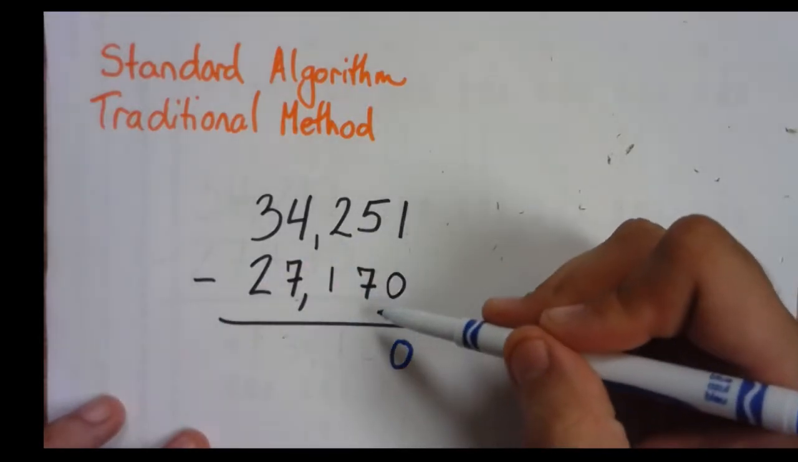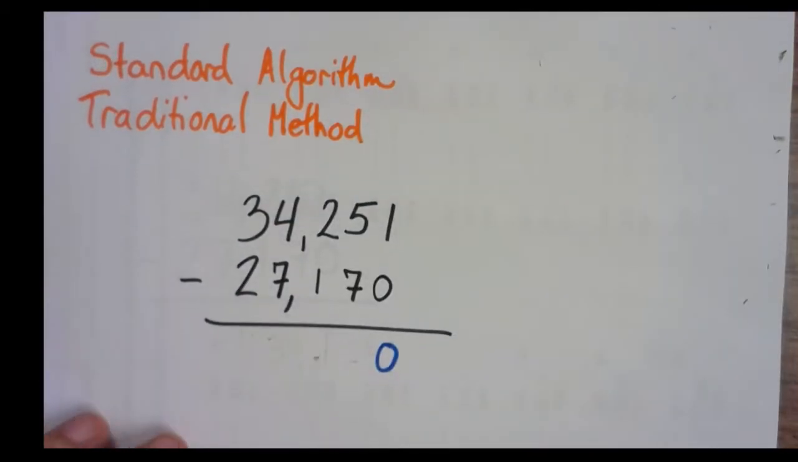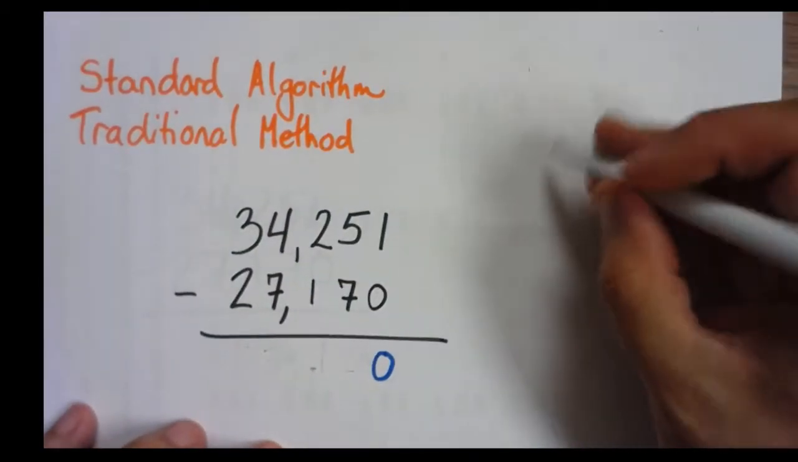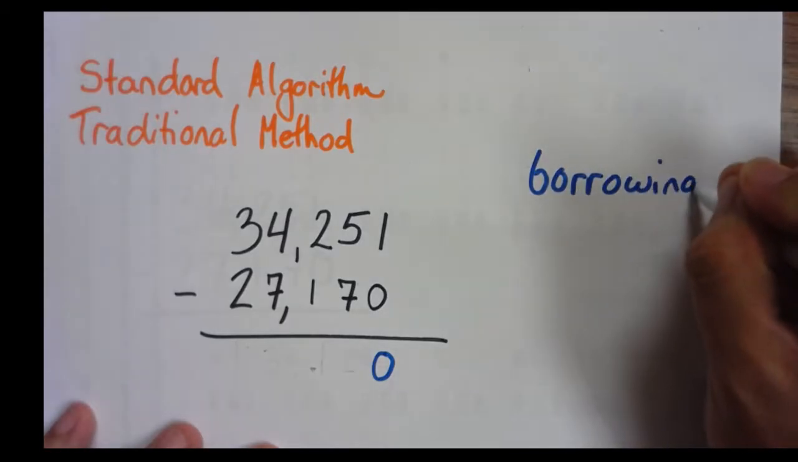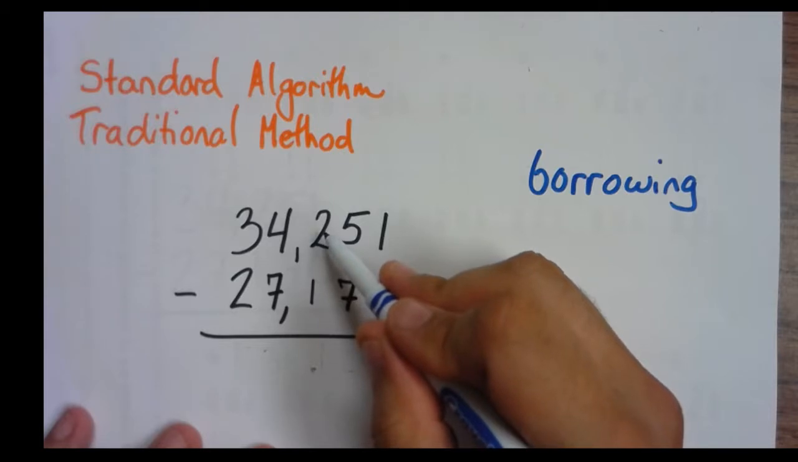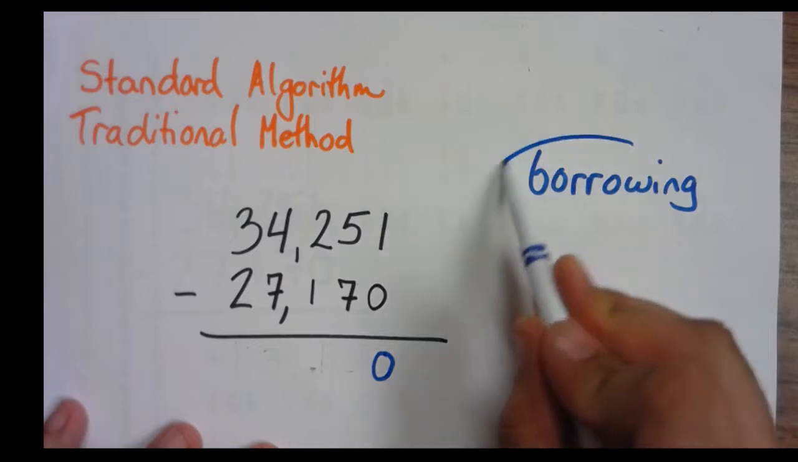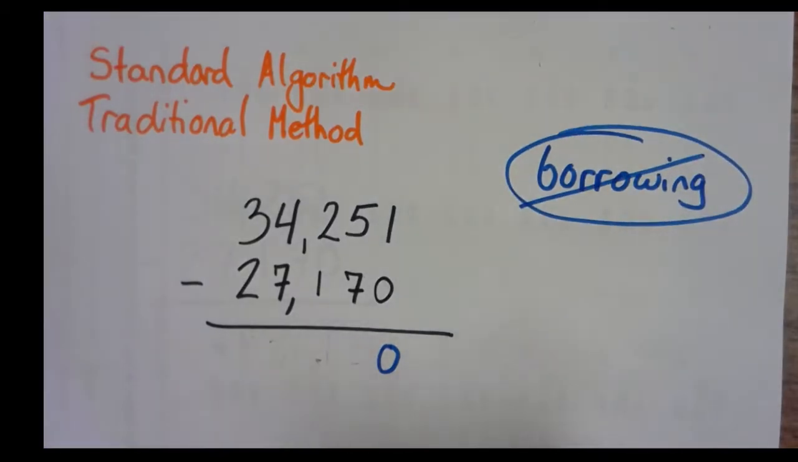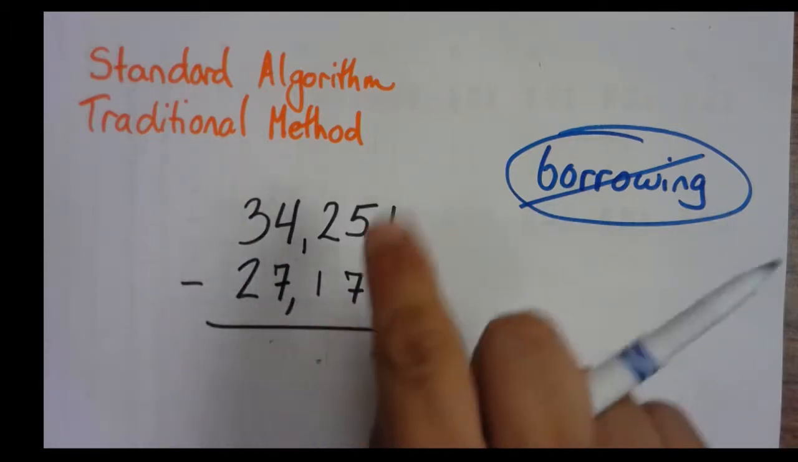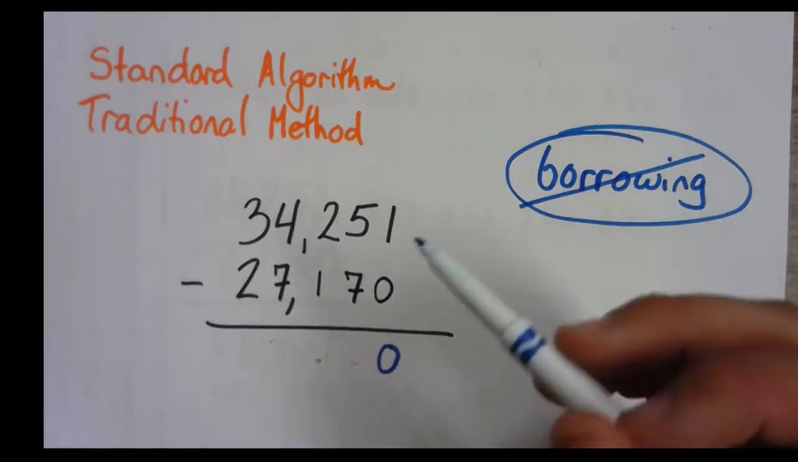I can't do 5 minus 7, so I need to take something from this 2. Now, if you're like me, you grew up learning that the term was borrowing. We're going to borrow from this 2 in order to make this 15. Well, again, nowadays we really try to avoid using the word borrowing when we're talking about subtraction for the simple reason that, again, it's a cute sounding word. Hey, we're going to go next door, we're going to borrow that. But really, that's not accurate. We're not returning anything.